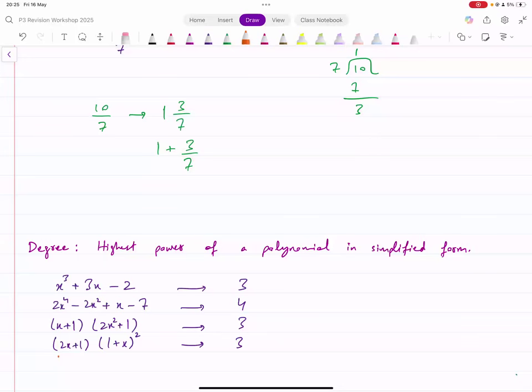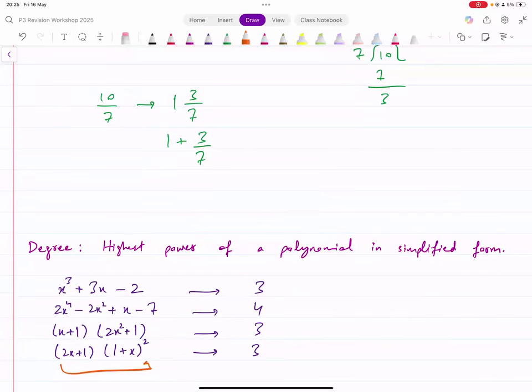Similarly, here as well, what's the highest power in simplified form? If we were to expand this, we would have an x squared from this. We'll have an x here. We multiply them, we get x cubed. So the degree of this polynomial is 3, right? That's how we find the degree: the highest power in simplified form.